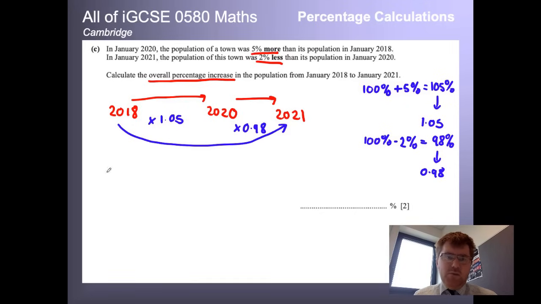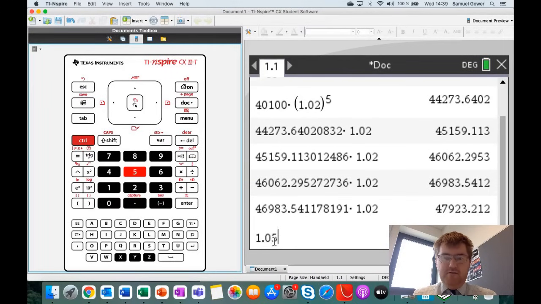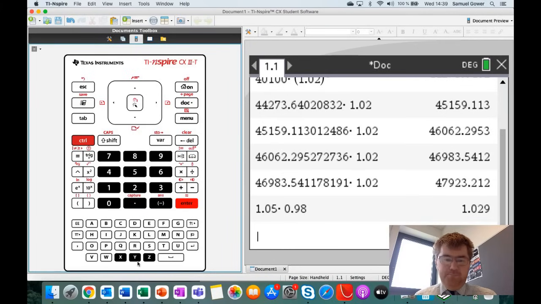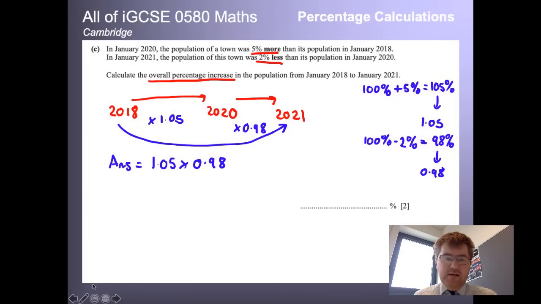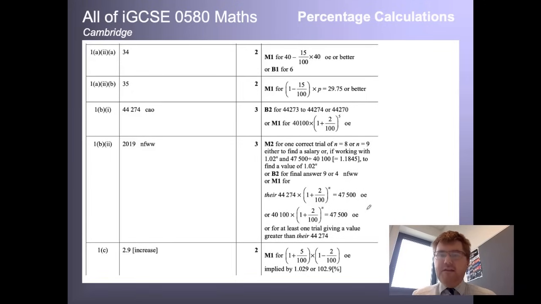This is actually easier than it looks. The way we do this, so to get our answer, is we just take these two multipliers and multiply them together. So we just do 1.05 times 0.98. This is where the calculator comes in. 1.05 times 0.98, and that gives us 1.029. And all we need to do at this point is convert that back into a percentage. If we do the backwards process here, we just take these two digits, so we just take this as 2.9%, which is going to be our answer. Please do check the mark scheme and make sure that you're happy with exactly what I've done. This is a really crucial topic for your general understanding of 0580 maths.